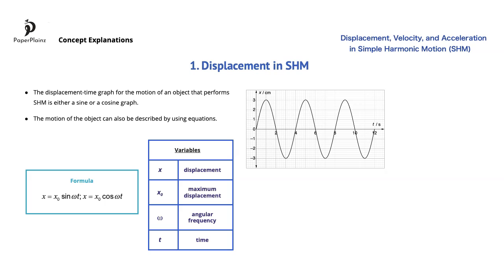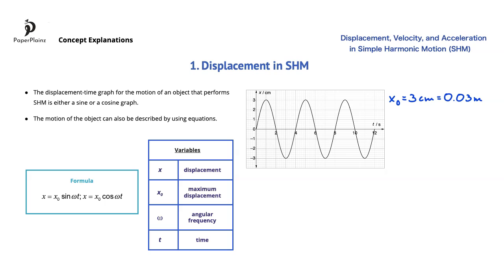Here is the displacement time graph for a particle that oscillates with simple harmonic motion. To create the equation for the displacement in terms of time, we have to find the maximum displacement and the angular frequency of the object. The maximum displacement is equal to the amplitude of the graph. It is 3 centimeters. So for x0, we get 3 centimeters or 0.03 meters.